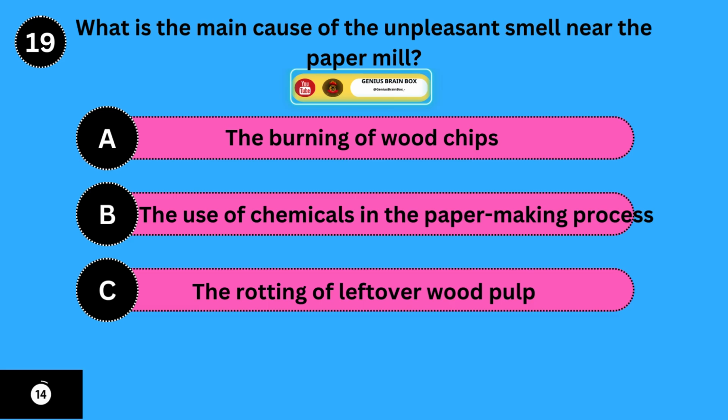Option A. The burning of wood chips. Option B. The use of chemicals in the paper-making process. Option C. The rotting of leftover wood pulp.